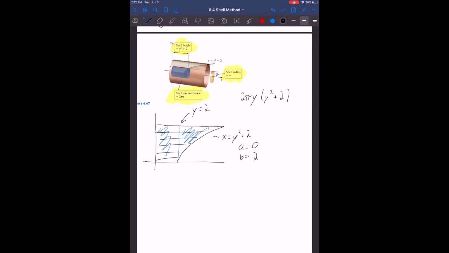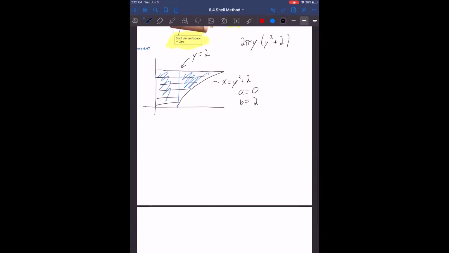And now we can take integrals in order to get the volume of our solid of revolution. In particular, this is the integral from 0 to 2, because our top line is going to be y equals 2, of 2 pi y squared plus 2 dy. Right, one integral. We just have to solve this to get the volume, instead of the two integrals we'd have to do otherwise.